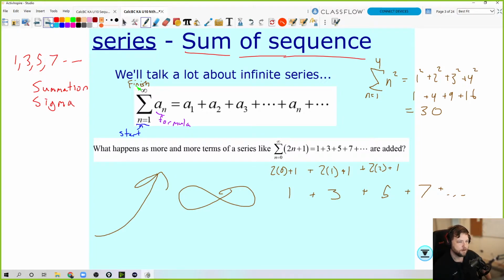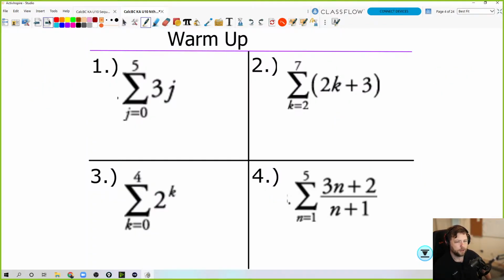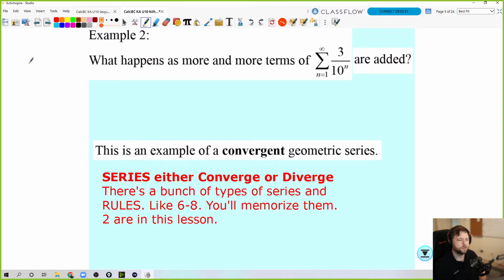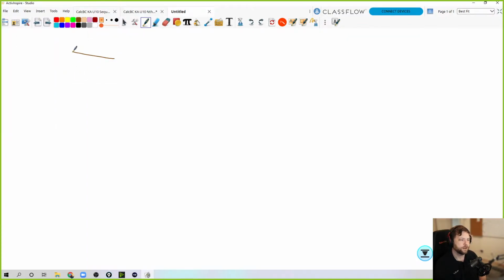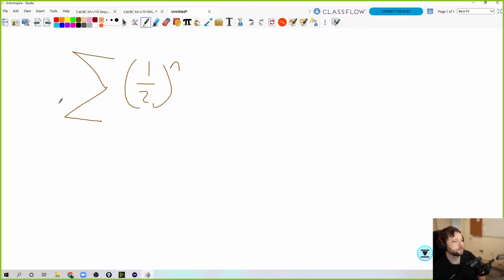All right. So, okay, ignore that warm up. Let's take an example right here. I hate this example, so I'm going to make up a new one. What if I had a different series? What if I had a bunch of 1/2s to the n power, starting at n equals 0 to infinity?